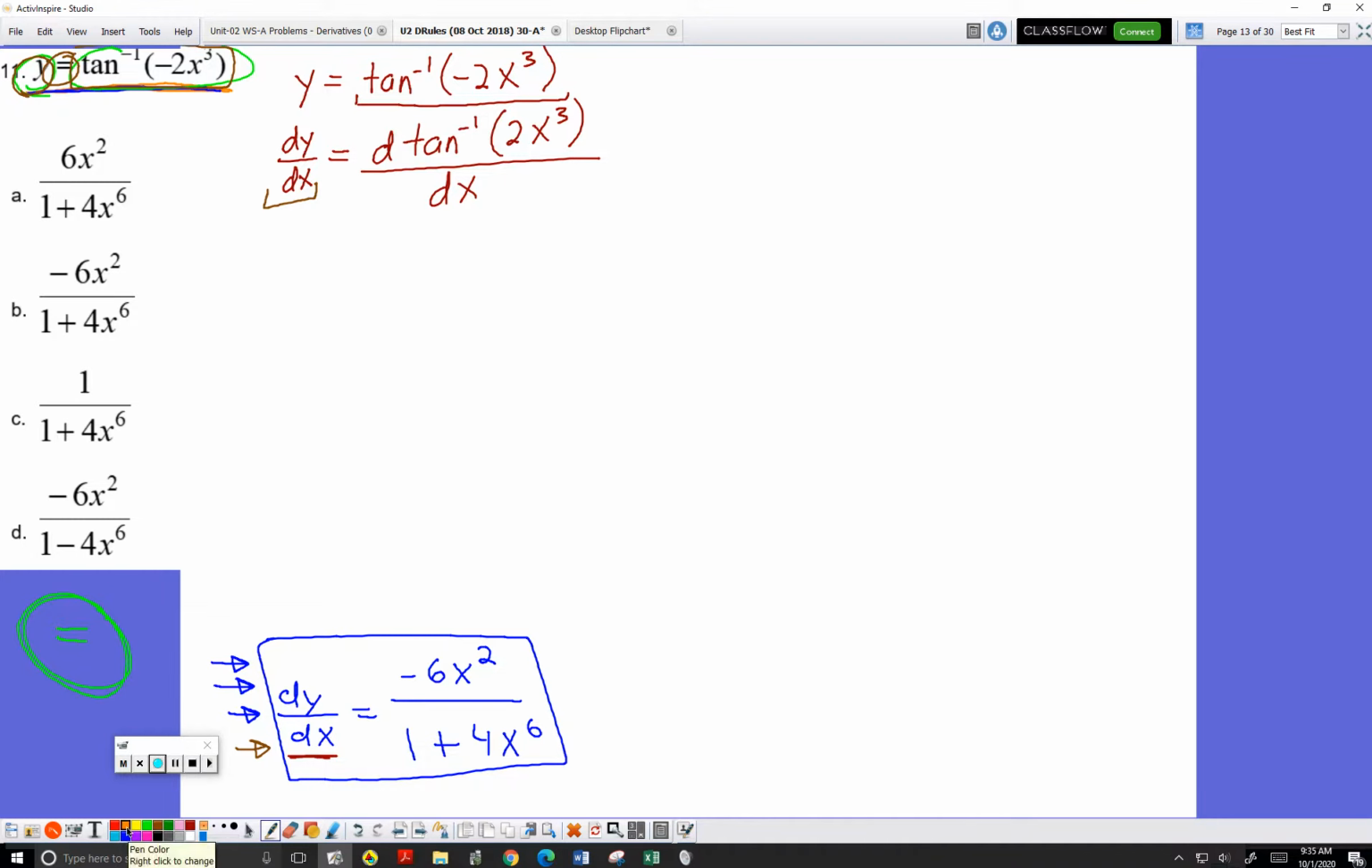So we write y prime equals 1 over 1 plus g of x. Here's g of x. So negative 2x cubed, all squared, multiplied by d over dx of g. I'm simply following the rule.